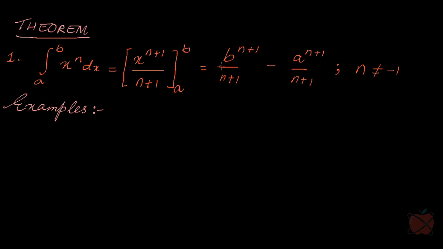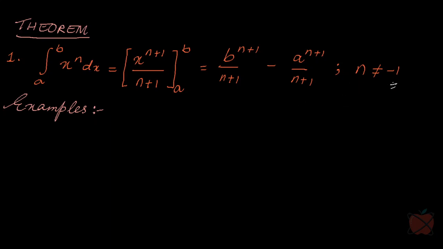Now this second step is important. In the second step, instead of x, we first put the upper limit. That means in this whole thing, instead of x, we put b. So instead of x to the power n plus 1 divided by n plus 1, we get b to the power n plus 1 divided by n plus 1. Then we put a minus sign, and then again, instead of x, we put the lower limit. So you have a to the power n plus 1 divided by n plus 1. This theorem is valid for all values of n except n equal to minus 1. You cannot apply this for n equal to minus 1.